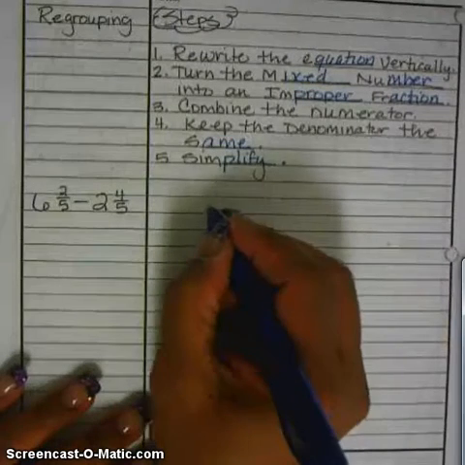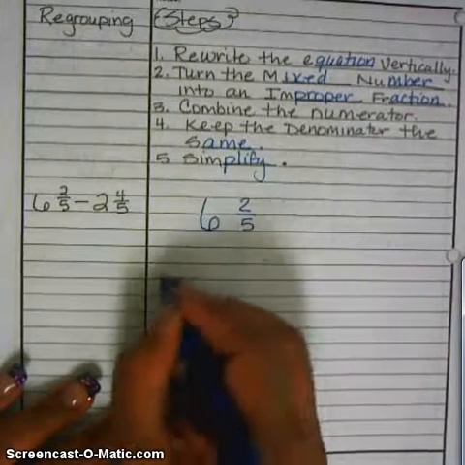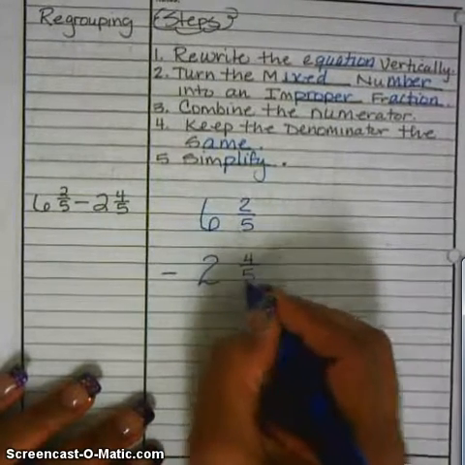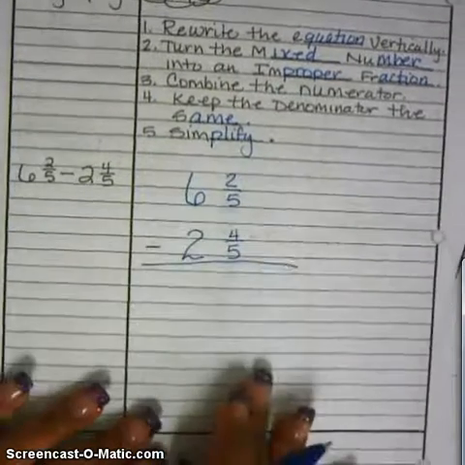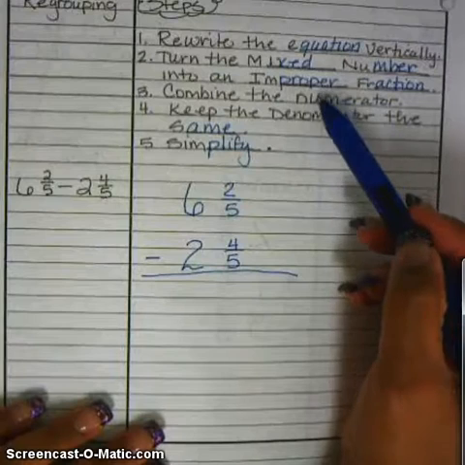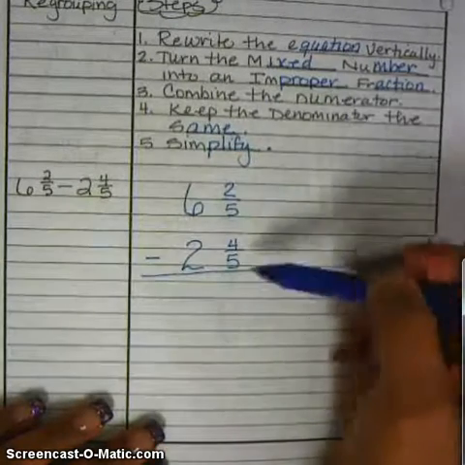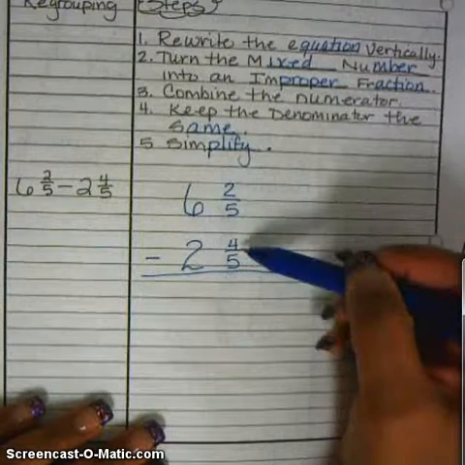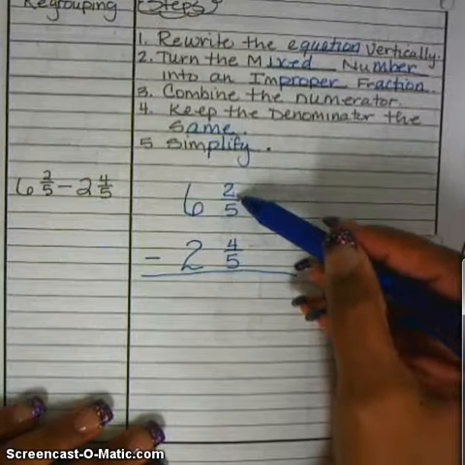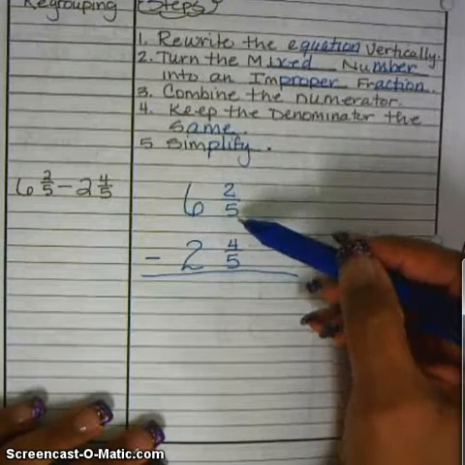I'm going to write it vertically. So I'm going to rewrite 6 2/5 and a negative 2 4/5. Okay? All right, so I've rewritten vertically. I've done step 1. Now, step 2 says to turn the mixed number into an improper fraction. Well, before we do that, I want you to take a look at this equation here. I have 4/5, and I need to take 4/5 away from 2/5, or I need to take 4 from 2. I cannot do that. I would have to regroup.